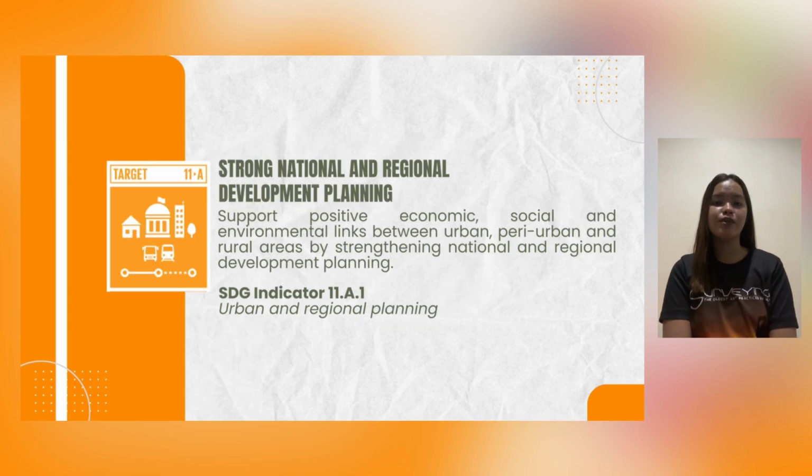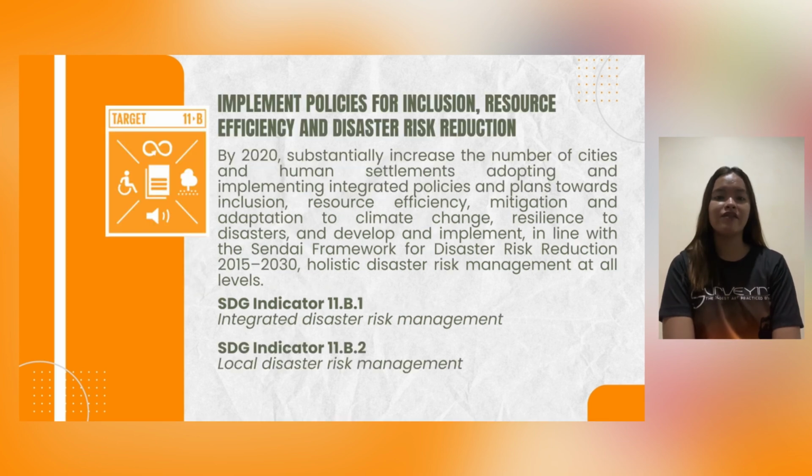Moving to targets 11.A to 11.C, Target 11.A highlights the need for strong economic, social, and environmental links between urban, peri-urban, and rural areas. This ensures integrated regional development with indicators assessing the connectivity and development disparities between these areas. Target 11.B calls for cities to adopt integrated policies for social inclusion, resource efficiency, and disaster risk reduction. Indicators evaluate the existence of such policies and their effectiveness in promoting sustainable urban development.